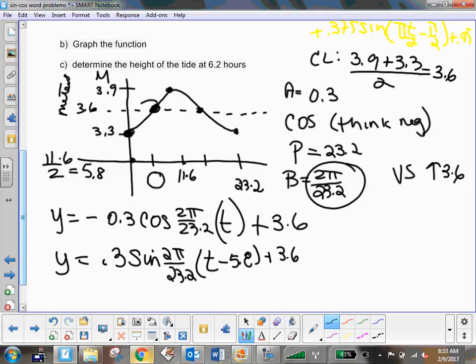Does that make sense? Are y'all with me on this? Because you know on your quiz or test, I'll ask you to write 2 equations for the same function. All right, so now we've got our equations, we've graphed. Determine the height of the tide at 6.2 hours. It doesn't matter which one. Plug in 6.2 for your t and tell me what you get.